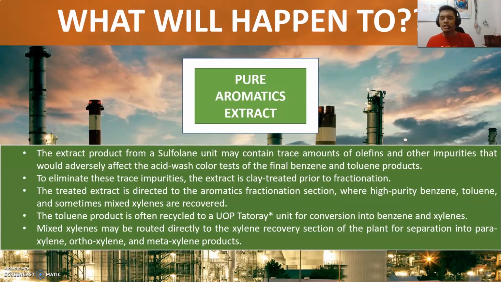So in short, the feed into a sulfolane unit is aromatics but also has impurities, and the sulfolane unit separates the impurities from the pure aromatics extract, and this pure aromatics extract is then forwarded into other units so that it will help separate the xylenes from the benzenes and toluenes, and so on and so forth.